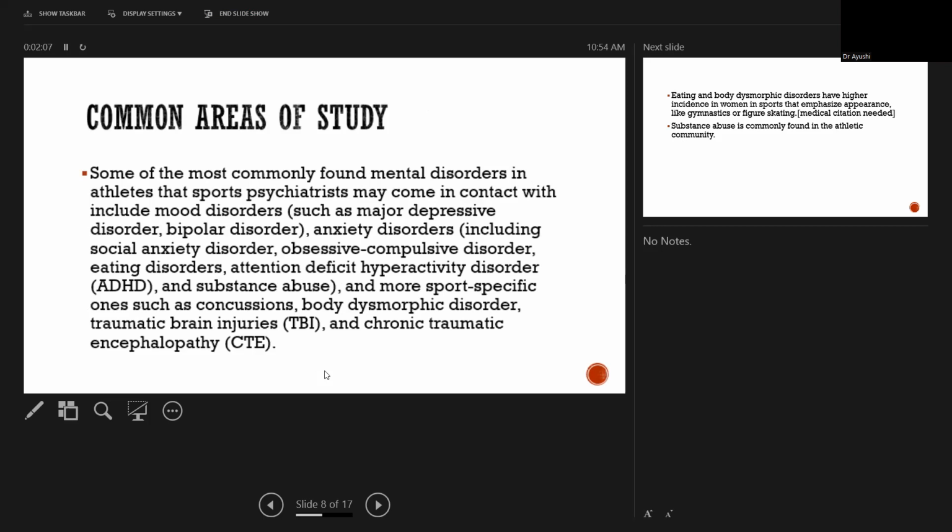Some of the most commonly found mental disorders in athletes that sports psychiatrists may come in contact with include mood disorders, such as major depressive disorder, bipolar disorder, anxiety disorders, including social anxiety disorder, obsessive compulsive disorder, eating disorders, attention deficit hyperactivity disorder, and substance abuse. And more sports-specific ones are concussions, body dysmorphic disorder, traumatic brain injuries, and chronic traumatic encephalopathy.